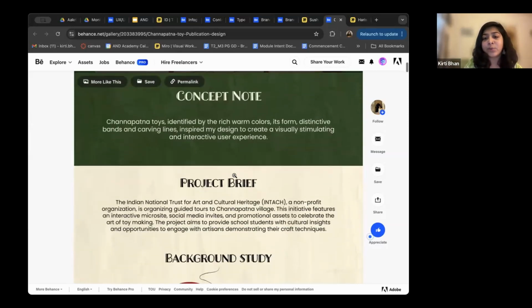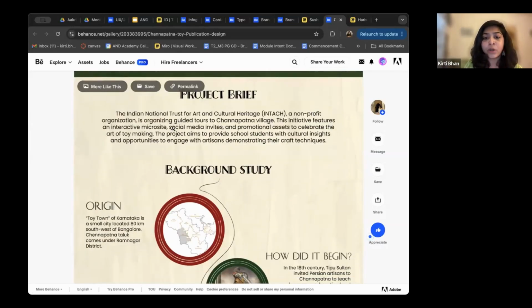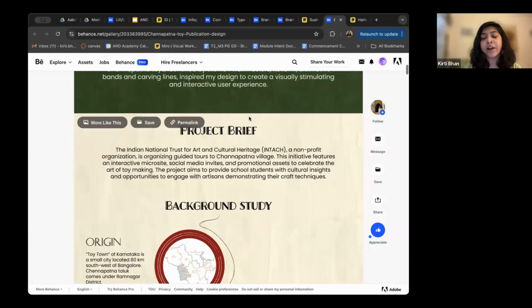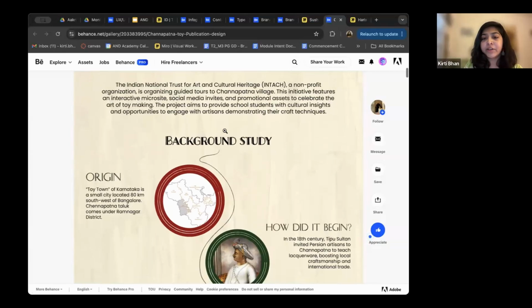Then there's a concept note which talks about the look and feel of the final outcome of her deliverable. Then the project brief, which talks about an NPO organizing a guided tour to Channapatna village. This craft is Channapatna toys. This is an initiative, and she is designing a microsite here. She will be making some social media invites and some promotional assets.